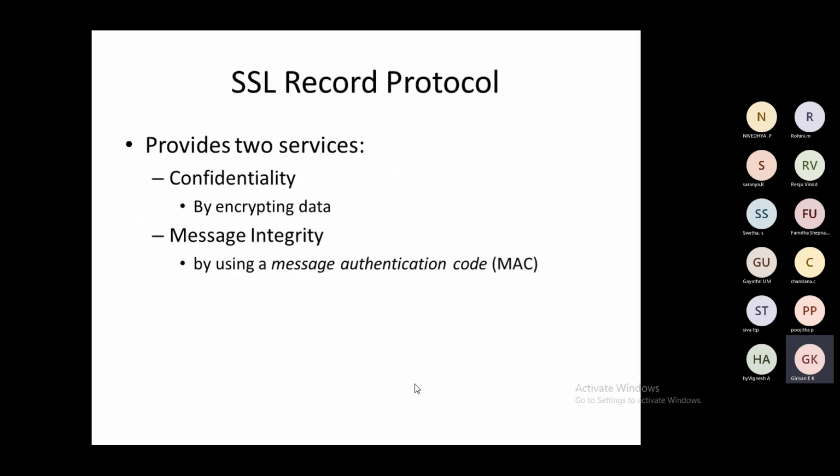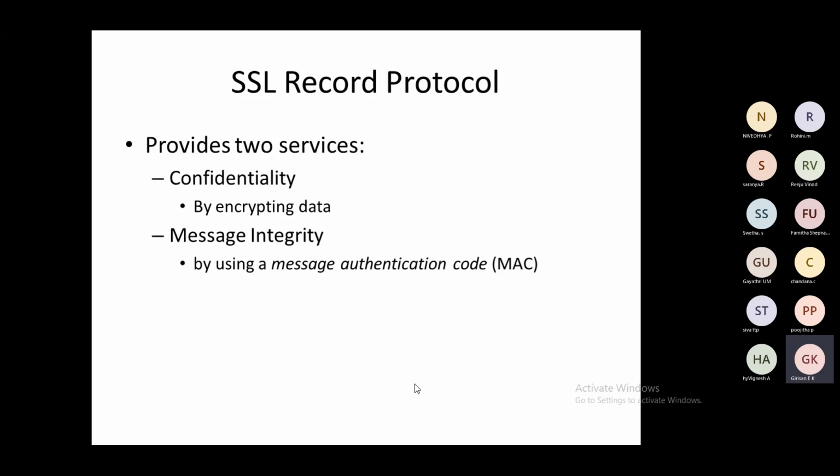So what does the SSL record protocol do? It provides 2 important services. One is confidentiality, the other is message integrity. What do you mean by confidentiality? It is achieved so that the message transmitted from one machine reaches the receiver, or the recipient, and only the one who is sending and the one who is receiving will know what the message is. Nobody else should know. Achieving that is known as confidentiality.